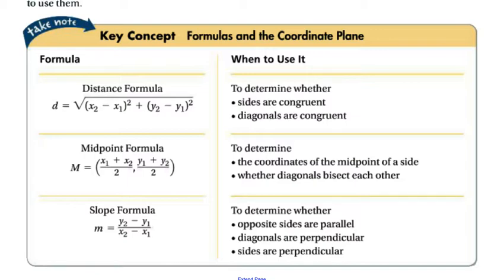The midpoint formula not only will help us find the midpoints of sides, it will help us decide whether or not diagonals are bisecting each other. And the slope formula will help us determine whether or not sides and diagonals are parallel or perpendicular.